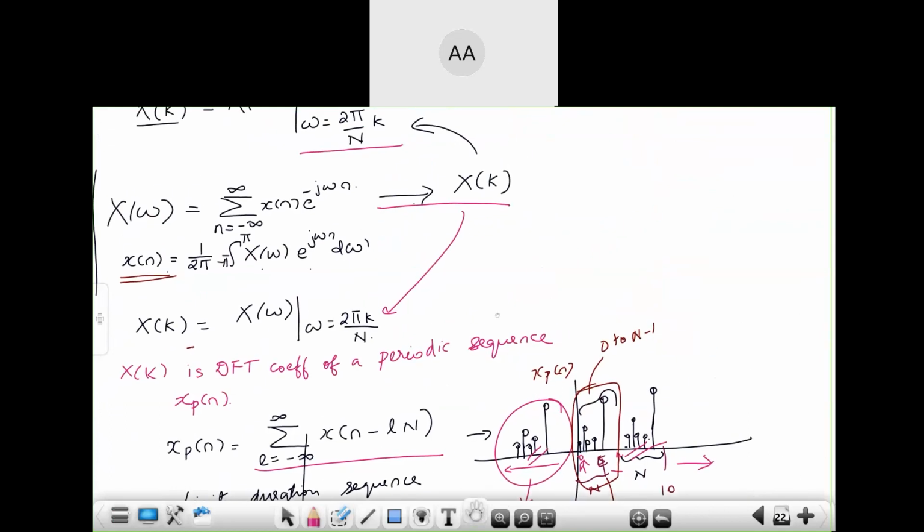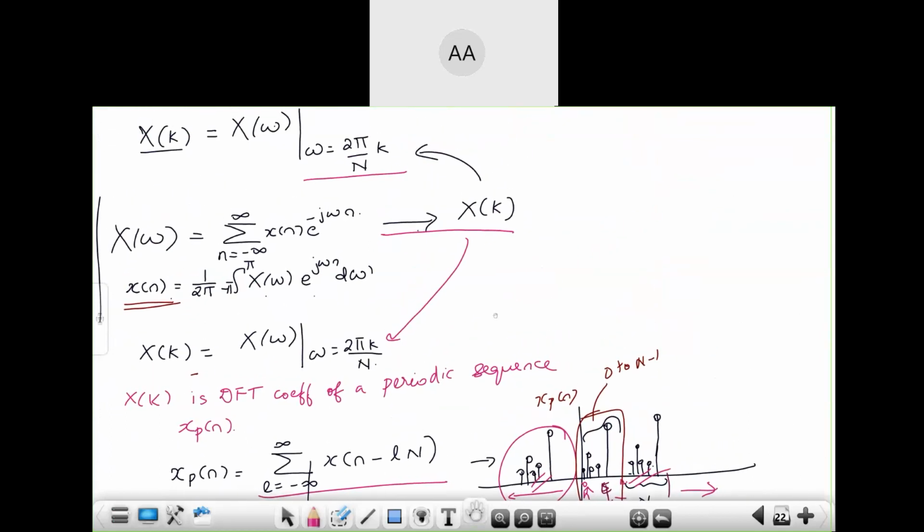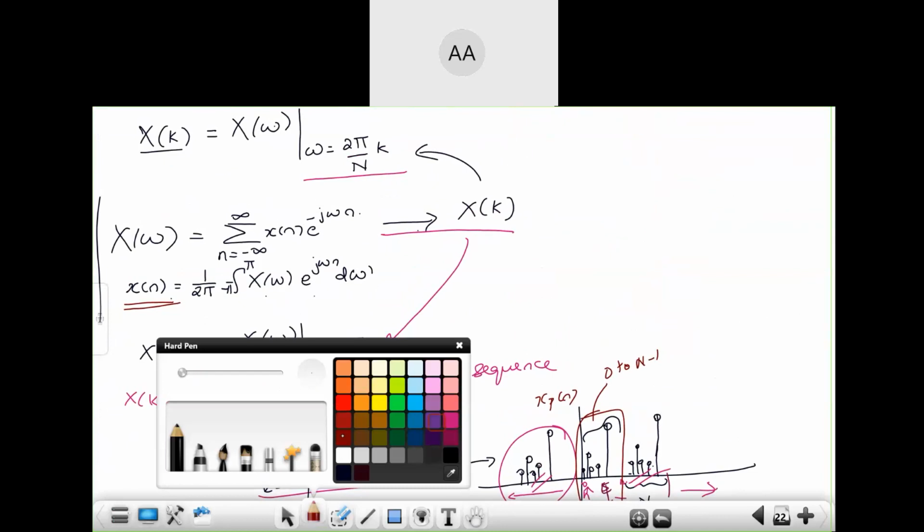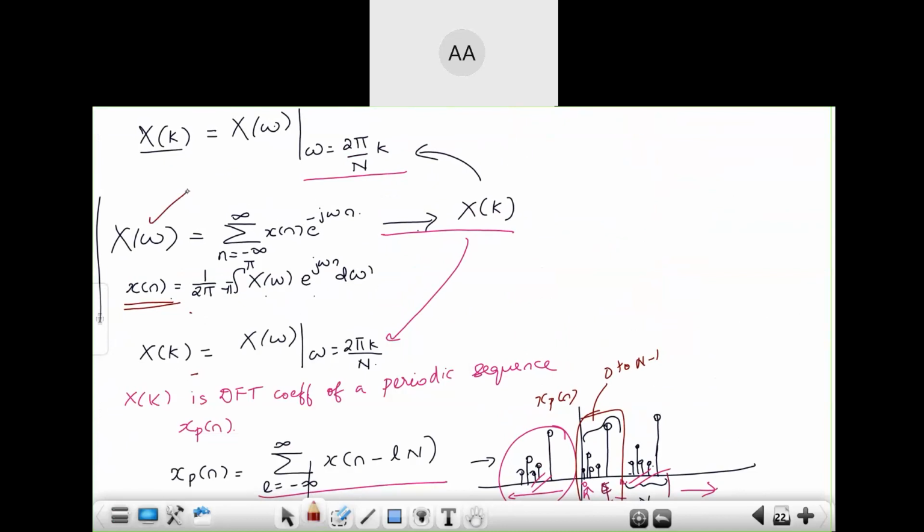See the initial equation. Initially I made you write this, remember? Look at this equation. You have X of omega and you have x of n. You found how to get X of k from X of omega: you sample it at 2 pi by N into k and you get this. How do you get x of n back? We will see that now.